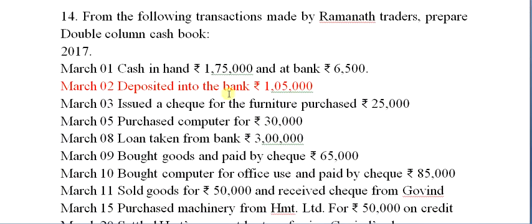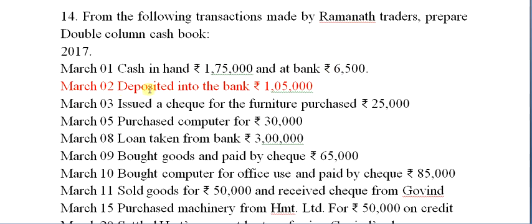Moving on to the next problem, the 14th problem, my dear students. From the following transactions made by Ramanath Traders, prepare a double column cash book. They asked us to prepare the double column cash book. The date, year, and month are given. 2017 March 1st, cash in hand rupees 1,75,000 and cash at bank rupees 6,500. This is the opening balance of cash as well as bank, so it should be recorded under the debit side as to balance brought down. How much is given? 1,75,000 as well as the bank balance of rupees 6,500.